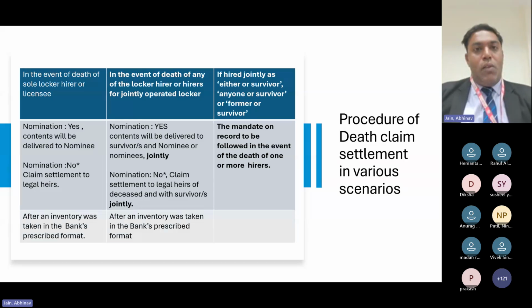Let's say in the event of death of locker hirer or hirers for jointly operated account. If the nomination is given, please give the content to survivor as well as nominee jointly. And if no nomination is given, claim settlement will be done with legal heirs of the deceased as well as survivor jointly. In case the locker is having a mandate, either survivor, anyone survivor, former survivor, then whatever they have given as a mandate at the time of hiring of the locker would be followed.